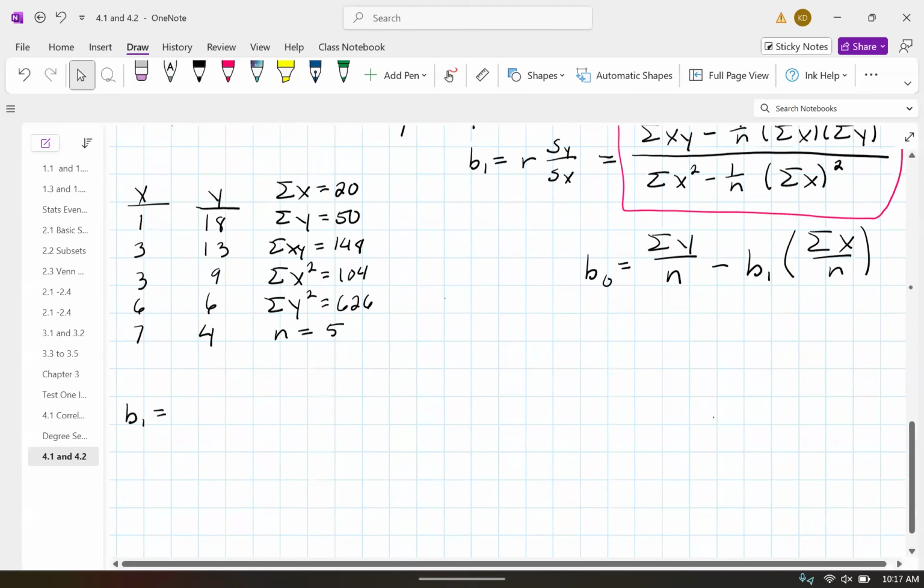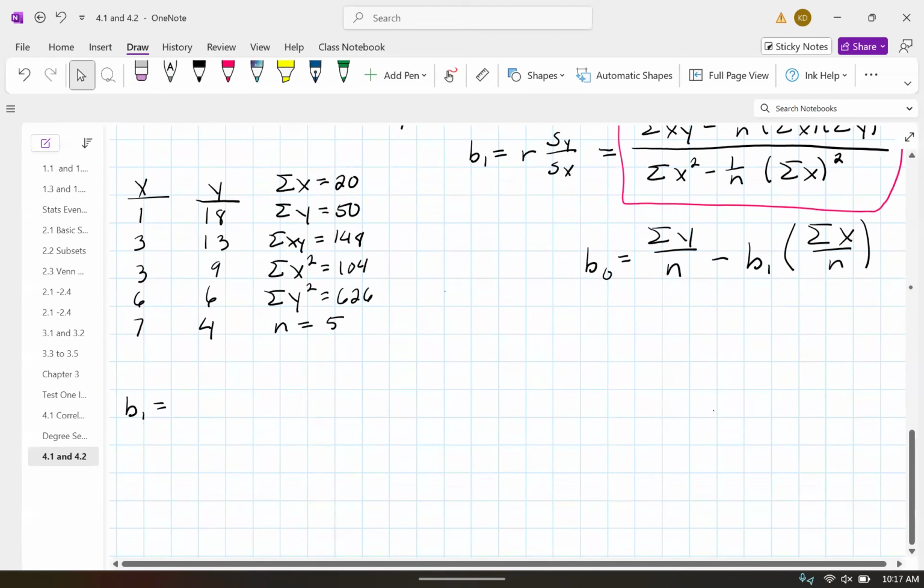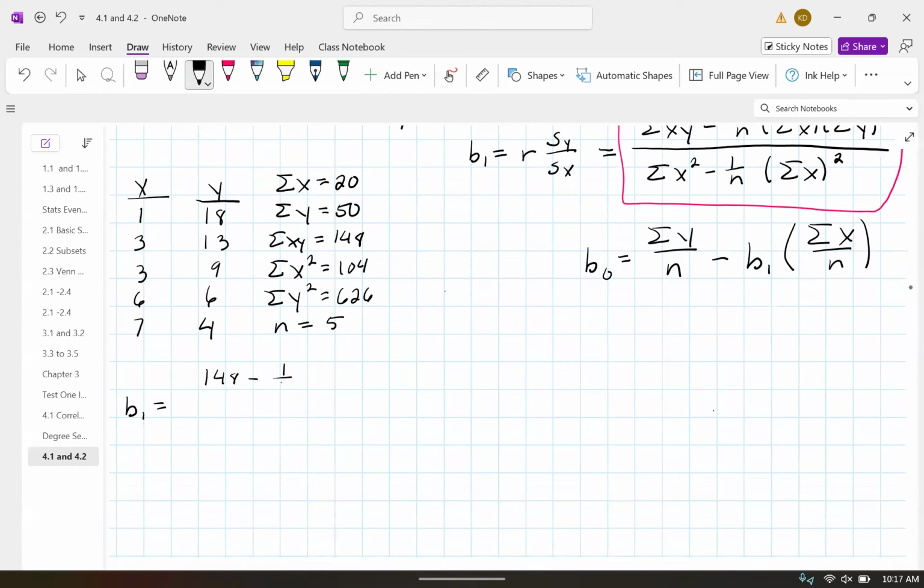That equation says sum of xy, which is my 148, minus 1/5, sum of x, sum of y, 20 times 50. Ideally, if we did the correlation coefficient first, we'd already have all of this, but that's okay. And I get 104 minus 1/5 times 20 squared.